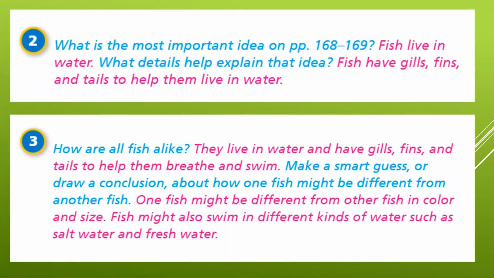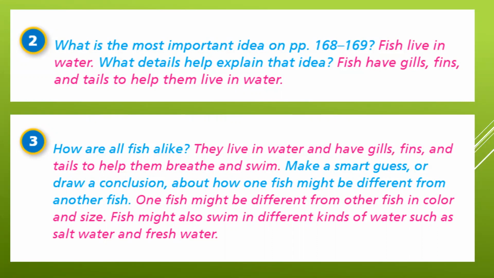About how one fish might be different from another fish. How are the fish different? One fish might be different from the other fish in color, maybe in shape, maybe in size. Fish might also swim in different kinds of water. Some fish live in salt water, and the others live in fresh water. So this is the difference between fish in one group.